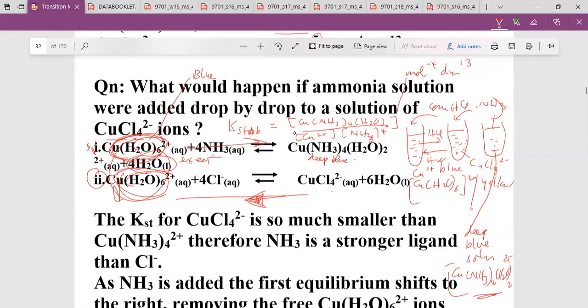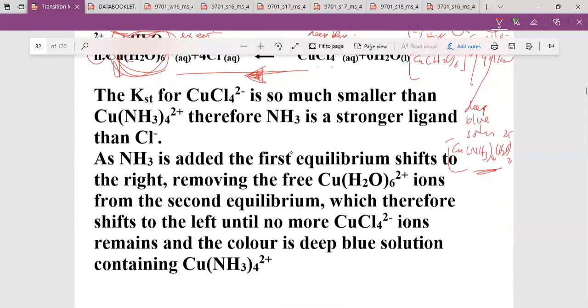So there's a slow change. You can see here, the Kst for copper tetrachloride is so much smaller than for ammonia. Therefore, ammonia is the stronger ligand. Okay, it's the first mark I gave you.